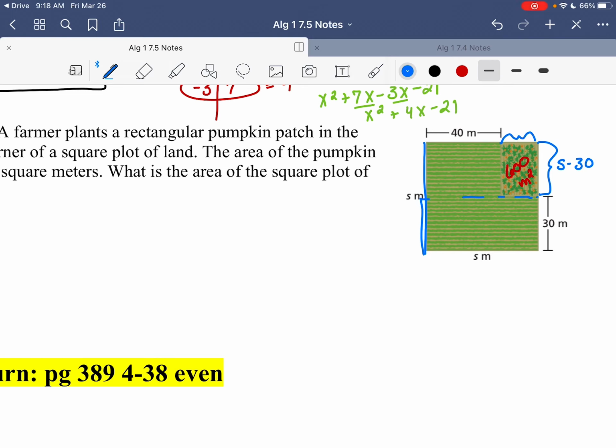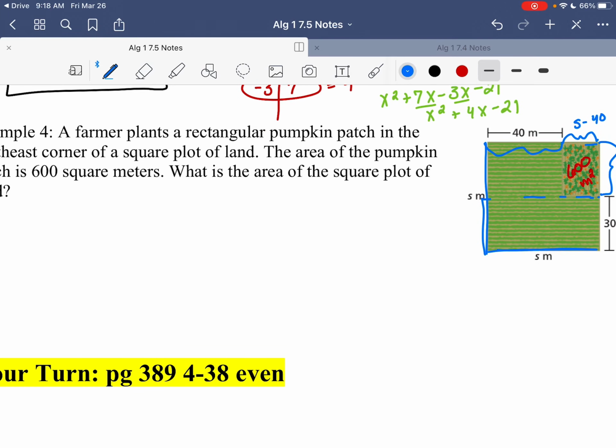And this piece, this whole thing is also S, but I'm backing it off by 40, so this is going to be S minus 40. And to find the area of a rectangle, I take length times width. So I know S minus 40 times S minus 30 has to equal 600.